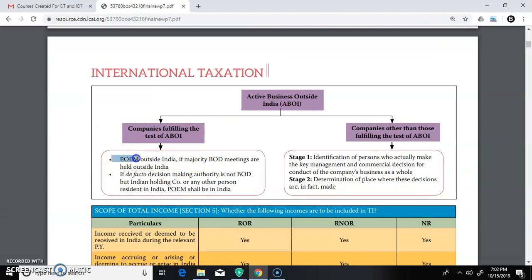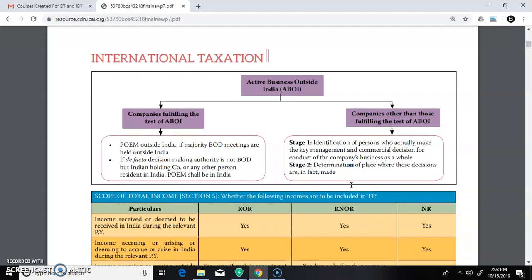First, POEM is outside India if the majority of board meetings are held outside India. Second, if the de facto decision, meaning the primary decision-making authority, is not the board of directors but the Indian holding company or any other person, then POEM is in India. So, for companies fulfilling the test, if the majority of board meetings are outside India, POEM is outside India. In name only they say they are resident; if decision-making authority is in India, then POEM is in India. For companies other than those fulfilling the test, we identify the person who actually makes the decisions and determine the place where decisions are in fact made.